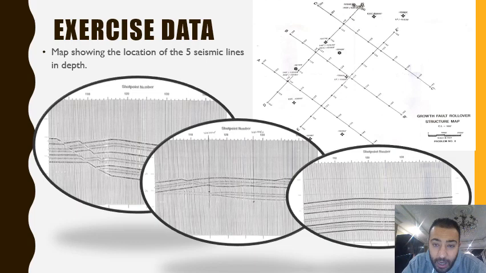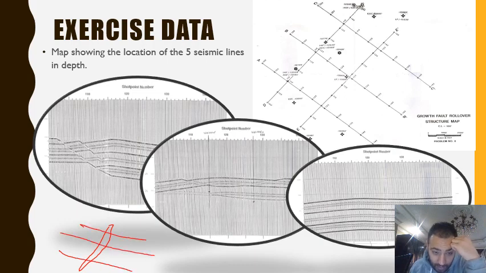Okay, our exercise data: we have inlines like EE dash and DD dash, and cross lines like AA dash, BB dash, and CC dash, and we have a base map. So we have 6 images, 1 of the base map and 5 of the sections. Cross lines are lines that pass through the structure perpendicular to its strike. For example, if we have a fault like that, this seismic line we will call the cross line, because it is perpendicular to the strike of the fault. And if we have lines like that, it will be called an inline.